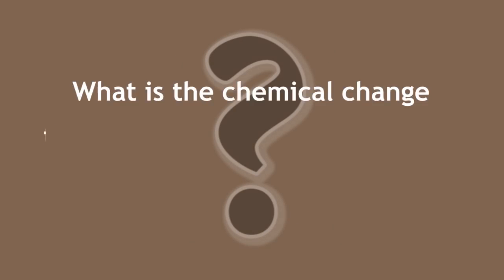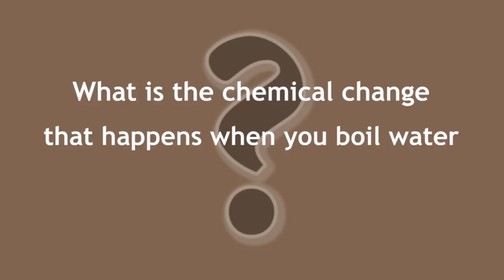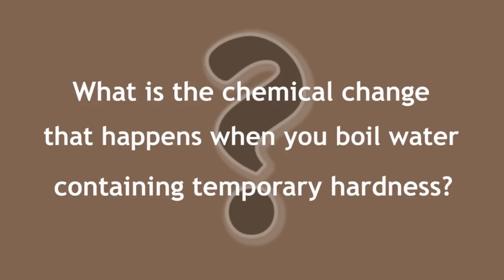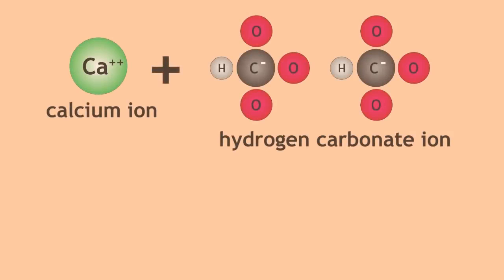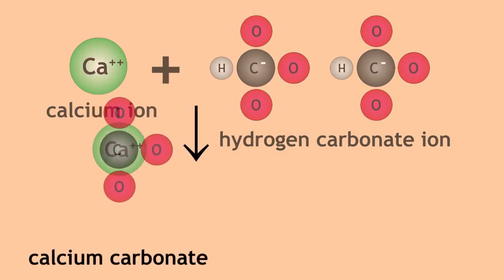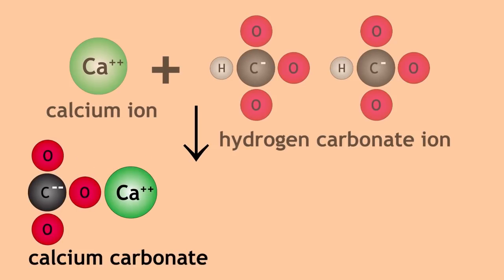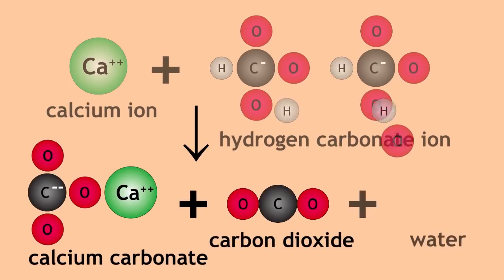So here's a question. What is the chemical change that happens when you boil water containing temporary hardness, that is, hardness caused by calcium hydrogen carbonate? Pause the video whilst you think of your answer. Well, the answer is that the calcium hydrogen carbonate splits up into calcium carbonate, which is the lime scale, carbon dioxide, and water.